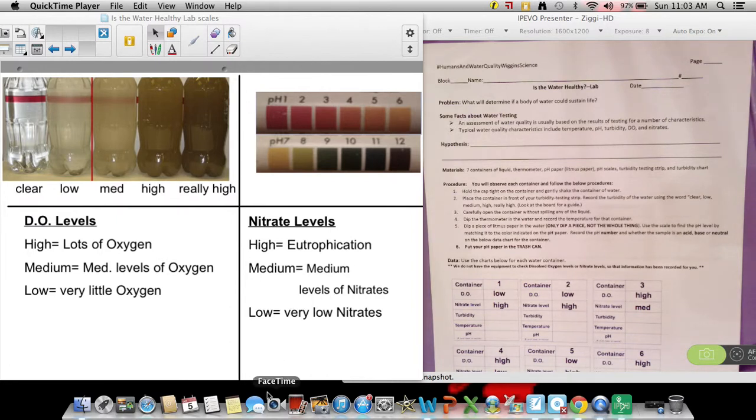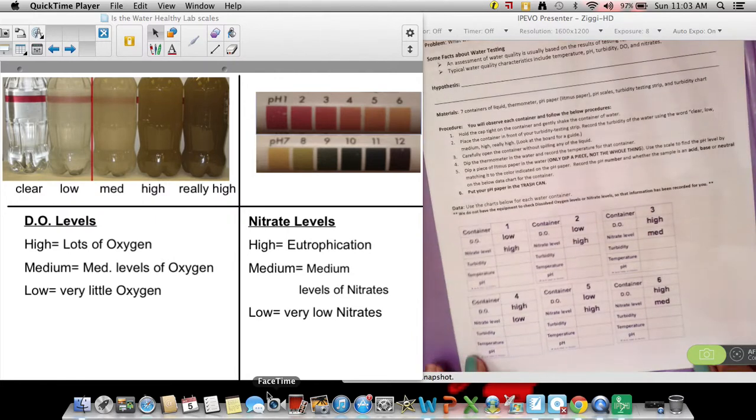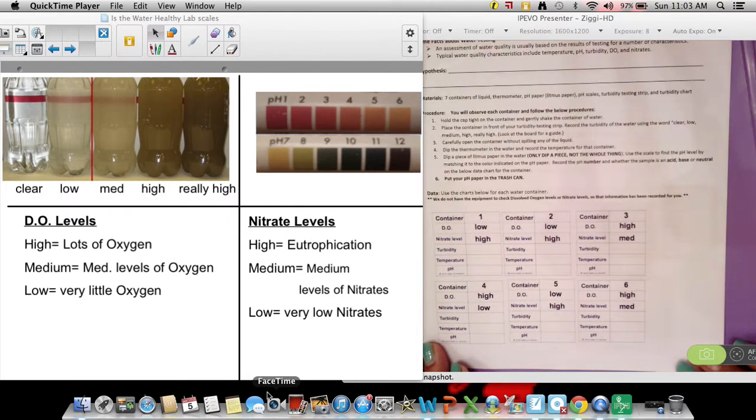Now, looking at the procedure, you're going to observe each container and follow the below procedures. Before we go to that, I want to look at the data chart for a moment at the bottom. If you look at your data chart, there are some things that are already filled in. It says you're going to use this data chart for each container, but we do not have the equipment to check for dissolved oxygen levels or nitrate levels, so that information has been recorded for you. You're going to use your knowledge from your notes about nitrates and DO levels, and make some type of interpretation or conclusion from the information that's here.